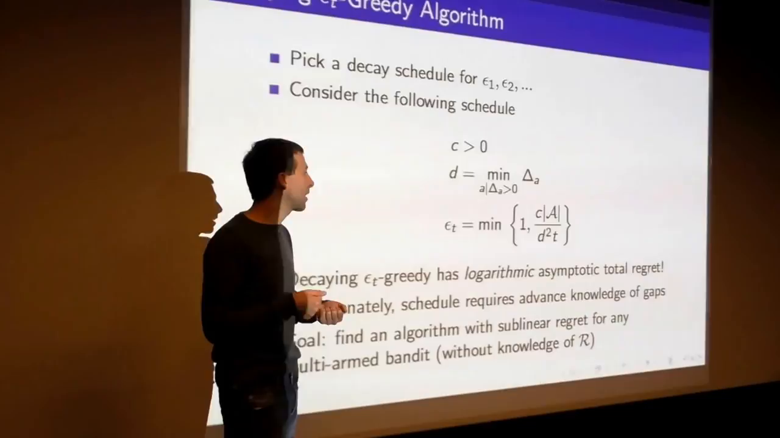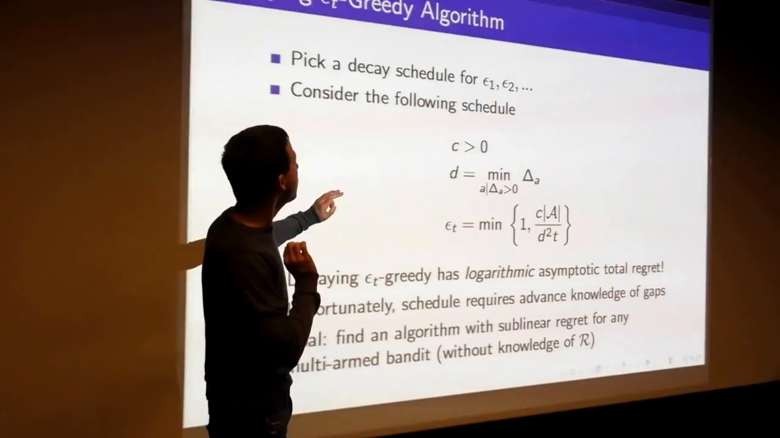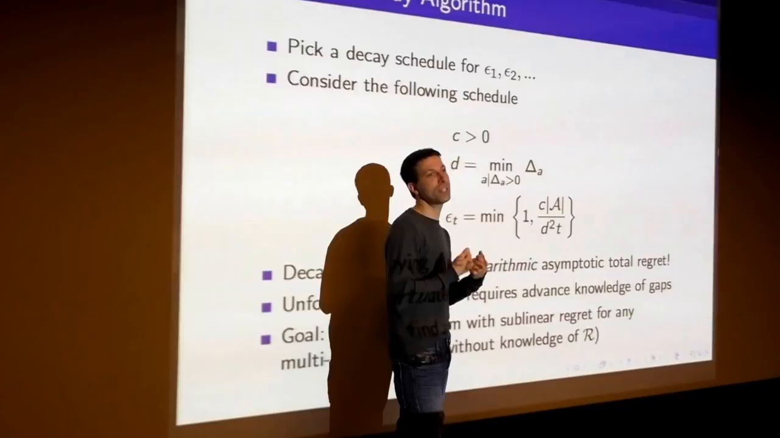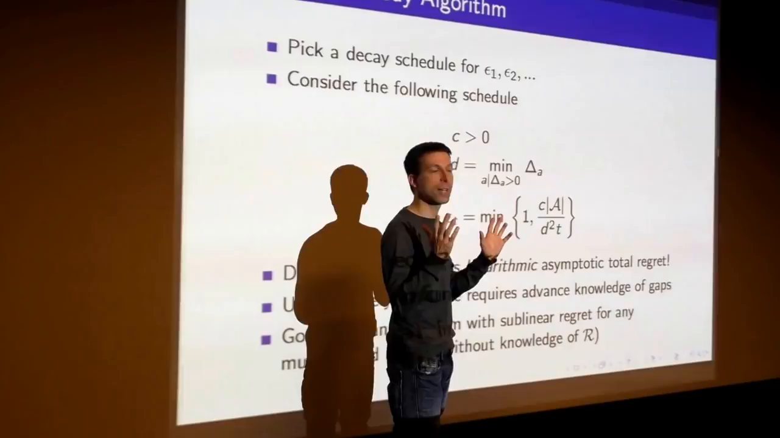So in particular, let's consider the following schedule. This is an impossible schedule. You can't do this in practice because it uses knowledge about V star, which we don't know. But let's say someone told us V star, and we could measure all of our gaps. Let's say we knew the size of all of our gaps, which we don't.